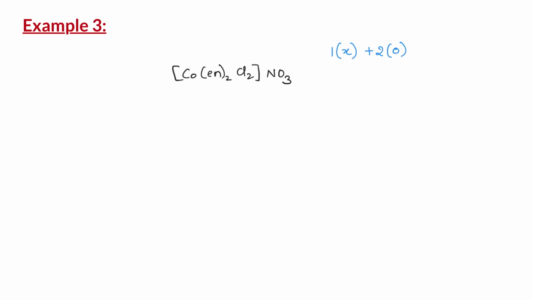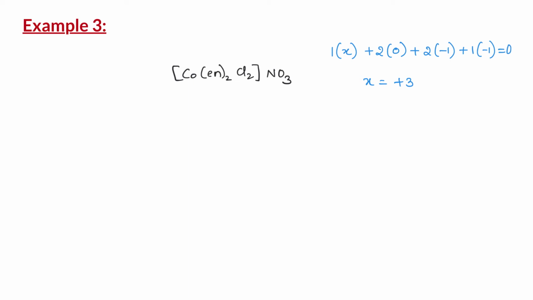Oxidation number of ethylene diamine as a ligand is 0, followed by 2 chlorides. Each one has -1 oxidation number, and we have 1 nitrate which has -1 oxidation number. All of this should add up to 0. If we solve for X, we get X is equal to +3. That is, cobalt is in +3 oxidation number.